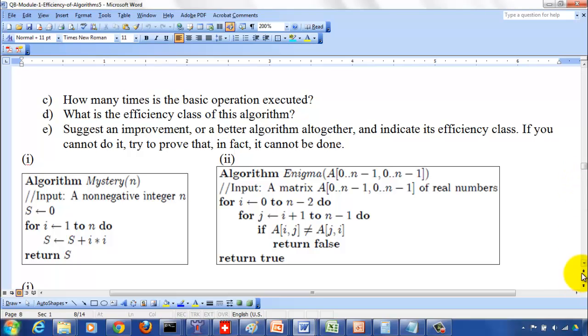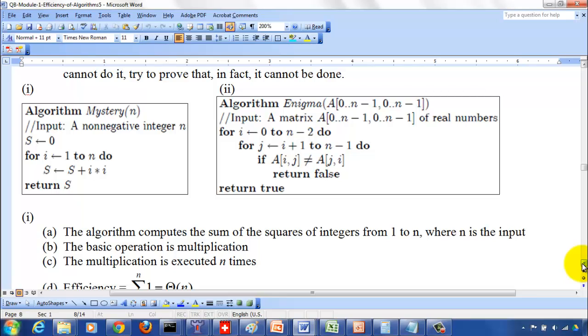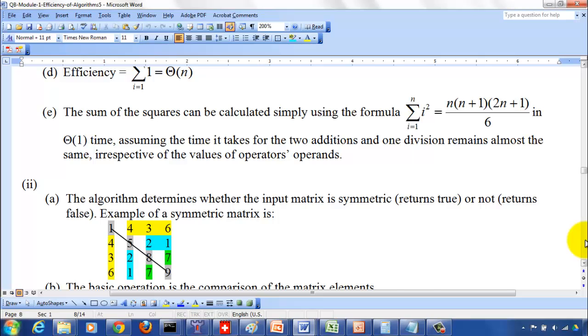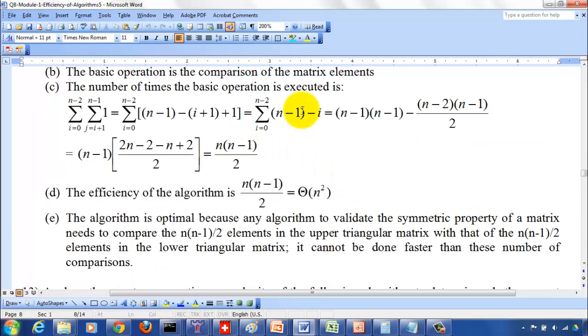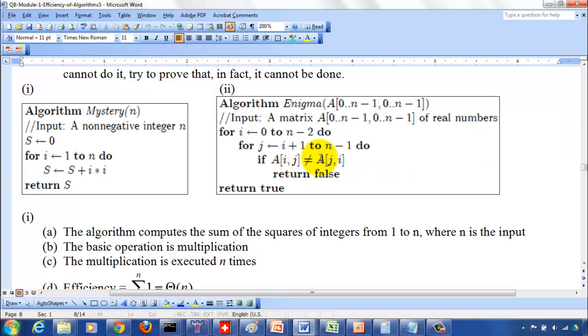Okay, so for this, if you want to analyze the complexity of this, sigma i equals 0 to n minus 2, sigma j equals i plus 1 to n minus 1, and we do one comparison. This is the basic operation here. So the way to look at that is this, right? Sigma i equals 0 to n minus 2, j equals i plus 1 to n minus 1, and we do one comparison for every execution of the j loop.